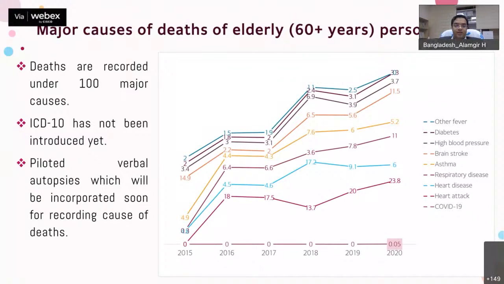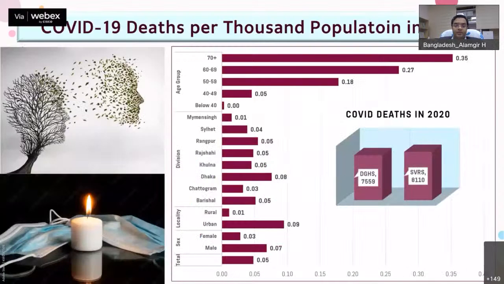To introduce ICD-10, we have tried to pilot a verbal autopsy here in Bangladesh so that we can address those methods in our sample vital registration system in future. I will share some issues later. So here I have tried to share the COVID-19 deaths per thousand population captured under the sample vital registration system. We have also identified that the higher age groups are more exposed to COVID deaths, and we have identified the area at the subnational and divisional level.